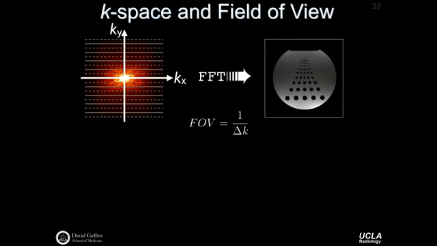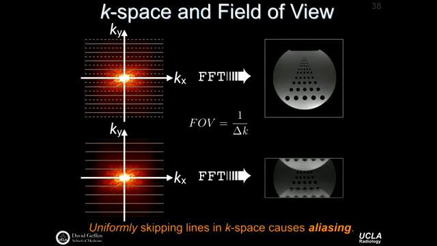We also saw that there was a relationship between the field of view and delta k. Again, this is one of these not very intuitive relationships in MR, but an important one to remember. When we get to the scanner, all we care about is field of view. We just punch in the field of view, and the scanner calculates the required delta k to achieve it. You'll see this in your homework as well. If you take out lines of k-space, that is, you uniformly skip lines, that results in aliasing. You should be able to recapitulate a result like this in your homework assignment as well.